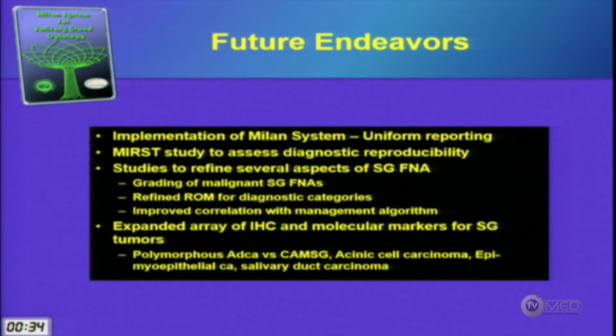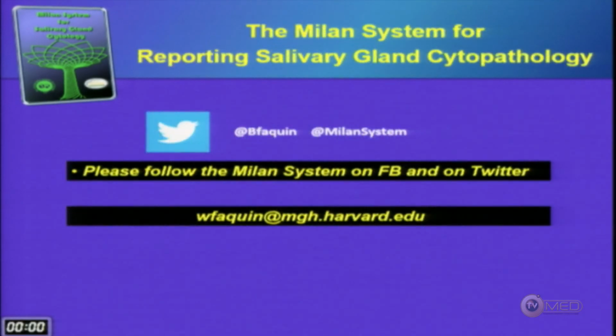So going forward for salivary gland in the future, we look forward to the implementation of the Milan system. We hope that this will become universal, because I hope I've convinced you we really need at least to have a uniform reporting system, right? We're currently doing a reproducibility study, which you'll see the results of published within the next year. We need more research. We're going to improve our grading of malignant tumors. We're going to refine the risk of malignancy, and we're going to improve correlation.